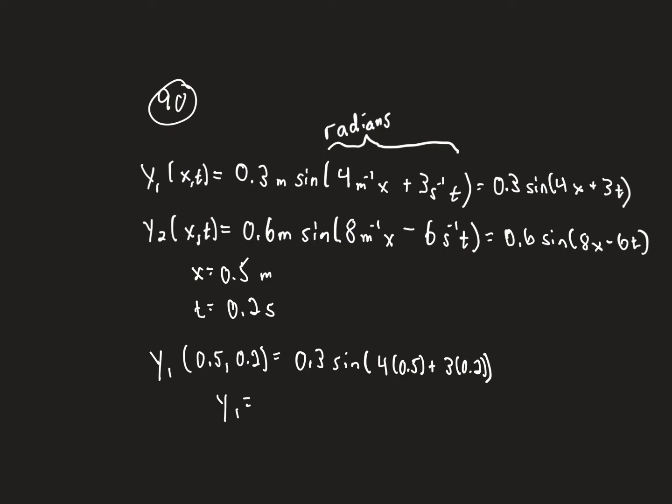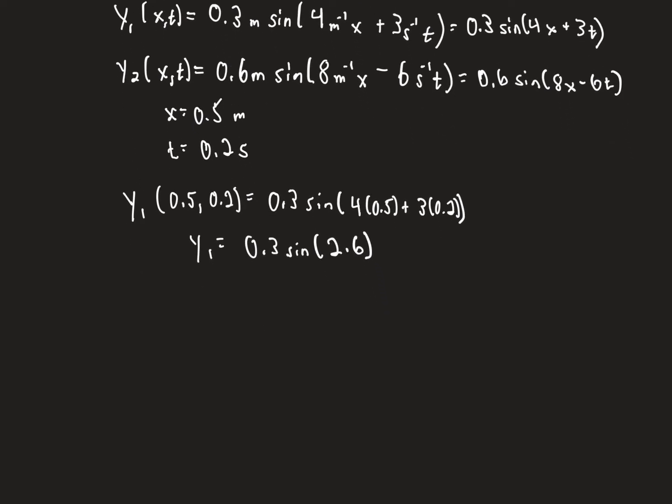So I'm going to do some calculations. I'm going to do my 0.3 times sine. I'm going to multiply out everything that's in the parentheses. 4 times 0.5 plus 3 times 0.2, and I got 2.6. So y1 I got is 0.3 times sine of 2.6. So let me see what sine of 2.6 is. Is this the part where we change the calculator to radians? That's a great question. I got 0.045. Did anybody else get 0.045?